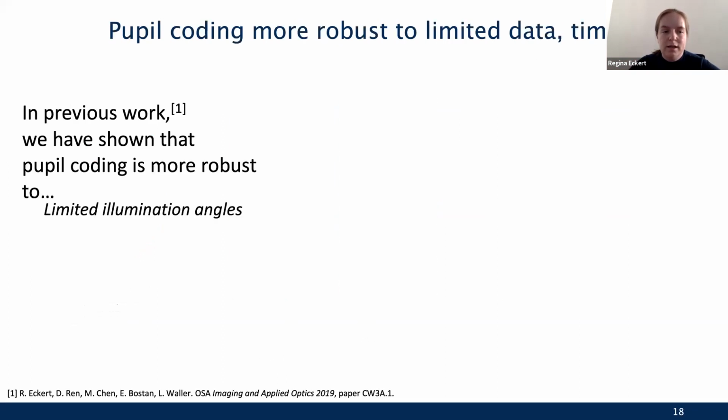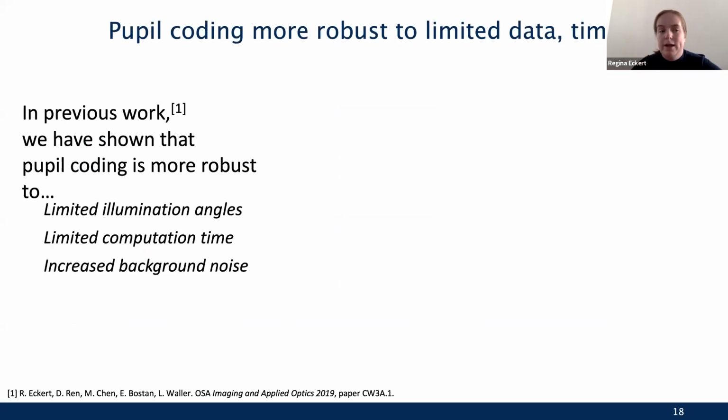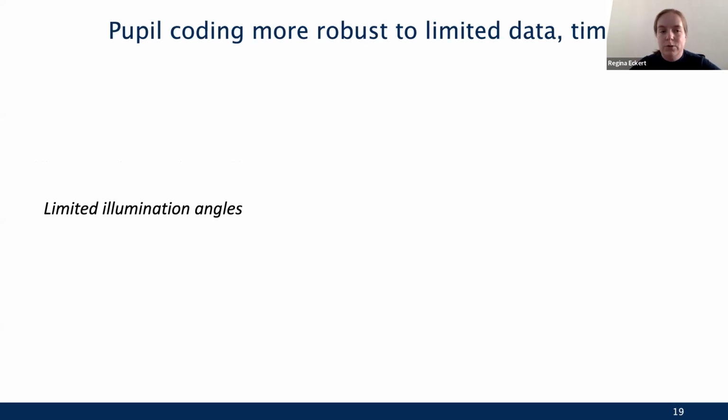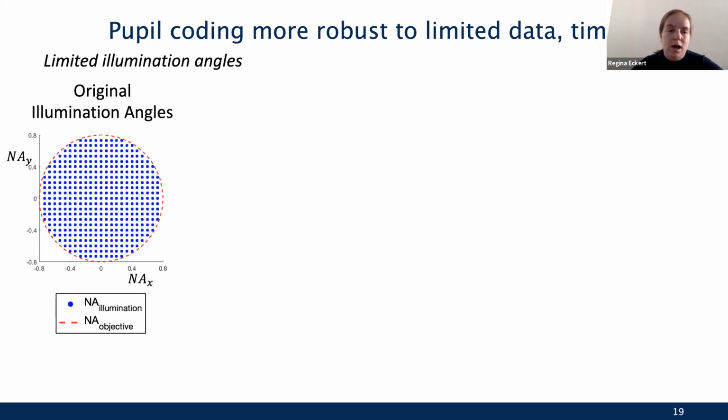But if we limit our illumination angles, limit our computation time, or increase our background noise, we actually do find that the pupil coating is much more robust. So we'll look here at this limited illumination angle case. This over here is a little bit of shorthand, so I apologize for that. Basically, what you're looking at in the blue is the angle of the illumination, and in the red is the NA, or the numerical aperture of our objective. When we fill that NA of our objective with our illumination angles, we're doing well in that previous case.